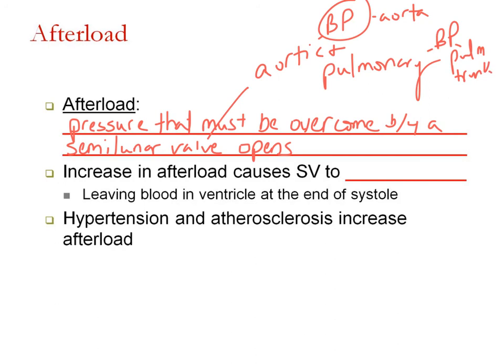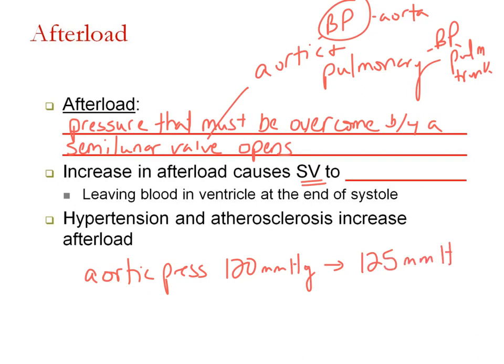So if you increase afterload, what happens to stroke volume, all right? So afterload is this. So let's say you had aortic pressure, so we'll say aortic pressure was 120 millimeters of mercury, okay? And something happened to increase this to 125. Okay. So what would happen to stroke volume?